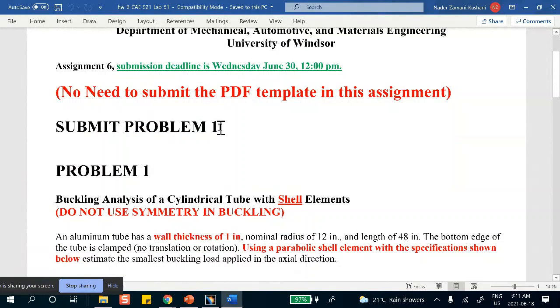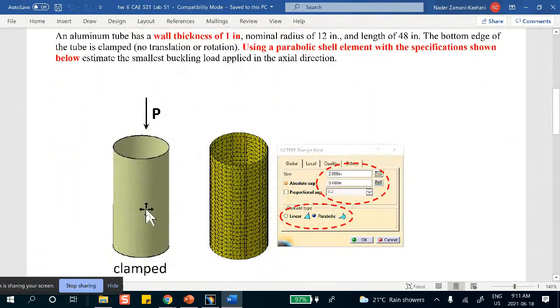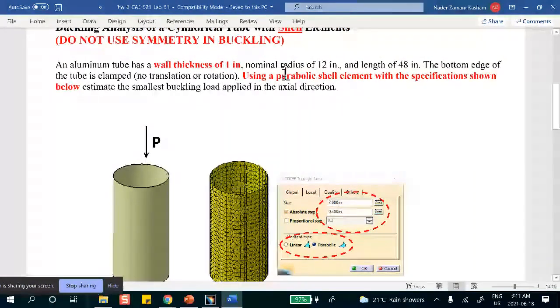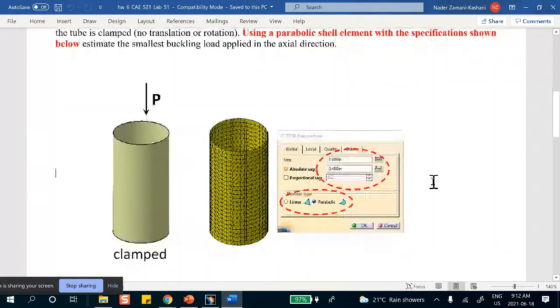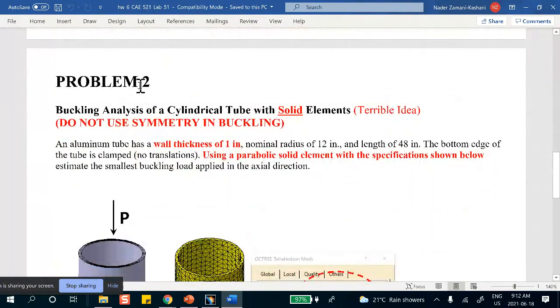Submit problem 1 only. This is you guys, lab 51. Problem 1 only. Problem 1 is a cylindrical shell like that. The bottom of it is clamped, and you're applying a compressive pressure load to that edge. See that? To that edge. And you are asked to use parabolic shell elements to model this. Use this size, parabolic.